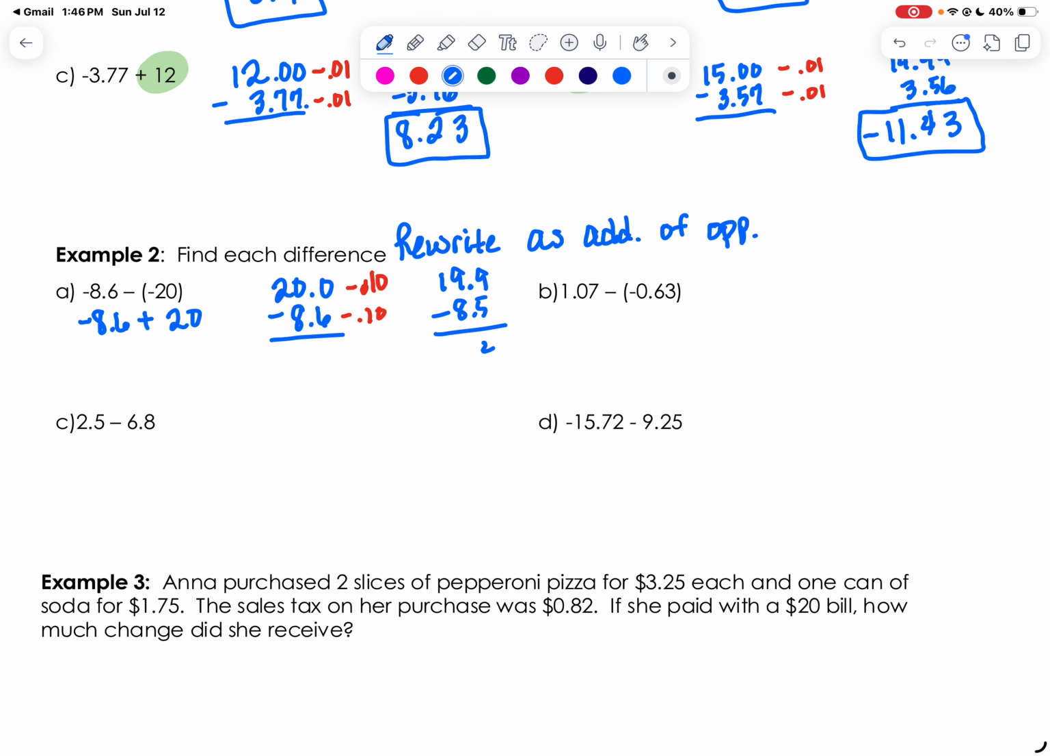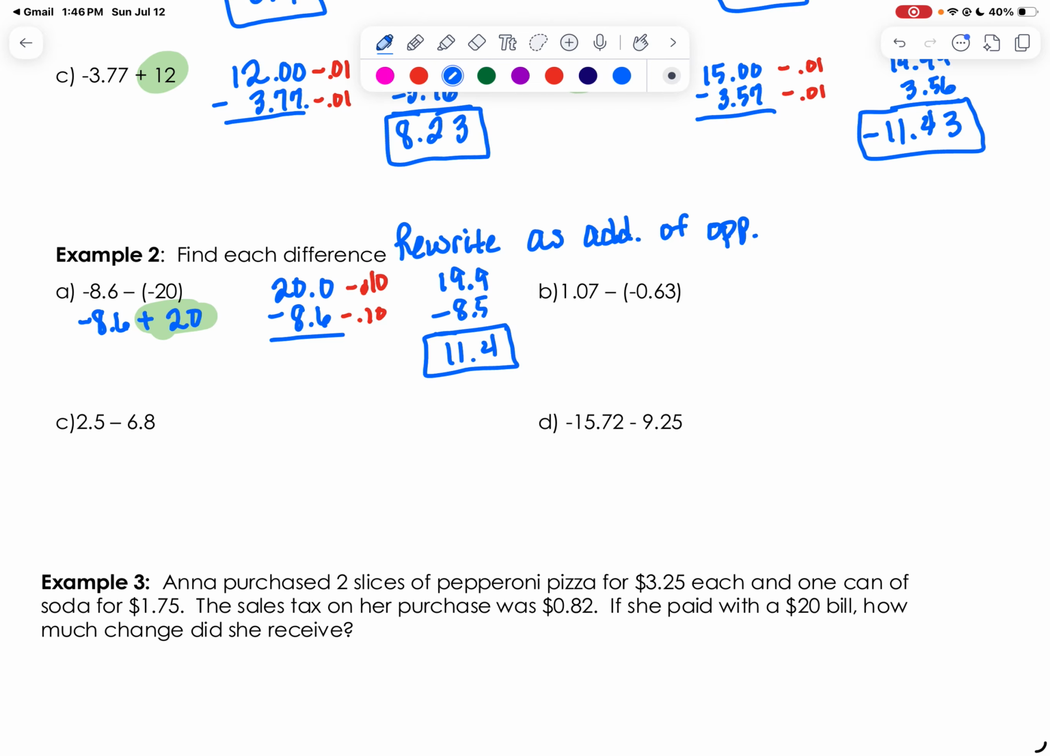So 9 minus 5 is 4. 19 minus 8 is 11. Now we'll decide, should the answer be positive or negative? Well, looking back, the original problem, the 20 is the larger and it's positive, so I know my answer is positive. All right, problem B, 1.07 minus negative 0.63.